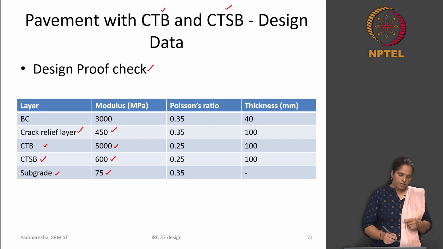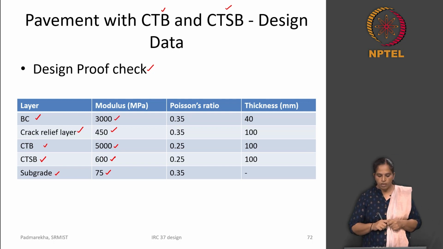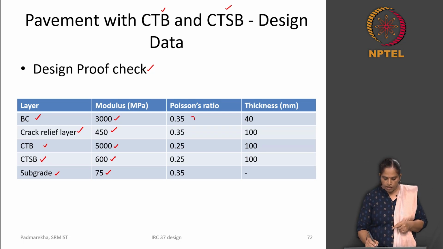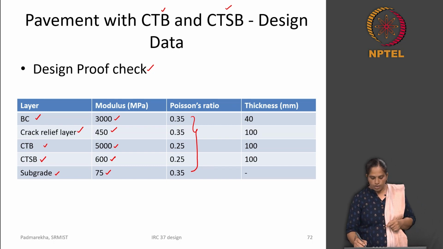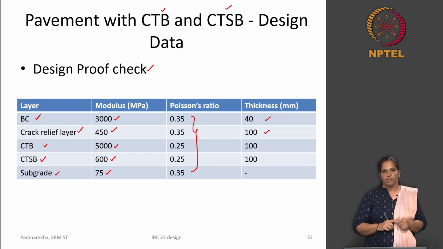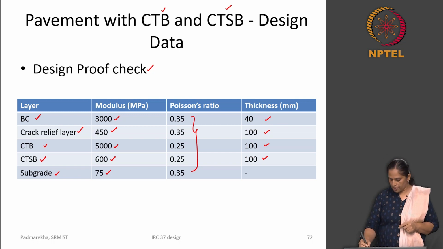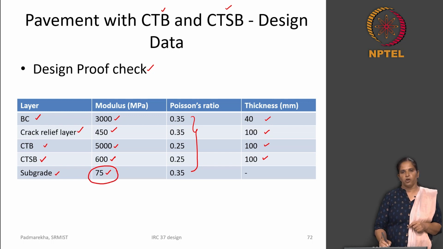Above the crack relief layer, we will use one layer of bituminous concrete of modulus 3000 megapascal. These are the Poisson's ratio values recommended by IRC 37 for different layers, so let us stick to the same values. These are the thicknesses assumed: bituminous layer of 40 millimeter, crack relief layer of 100 millimeter, cement treated base course of 100 millimeter, sub base course of 100 millimeter, and the subgrade is of infinite thickness. Whatever modulus you have here is an effective modulus.